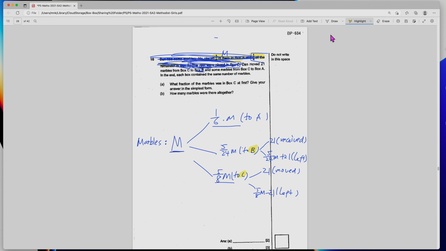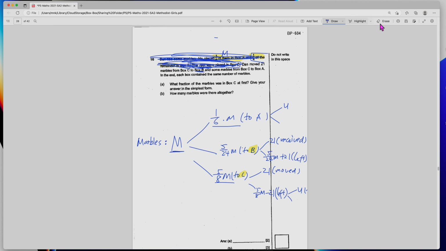Okay, so now, let's see. And then, what else do they say? They say some marble from C to box A. Okay. So, continue to take from C to A. So that means the C is left this much. Okay, let me just tidy it up a little bit. So continue to move from here. This is the C left, right? So continue to move whatever from C left to A, right? Okay? So A will receive, let's say U. So this C will give U.